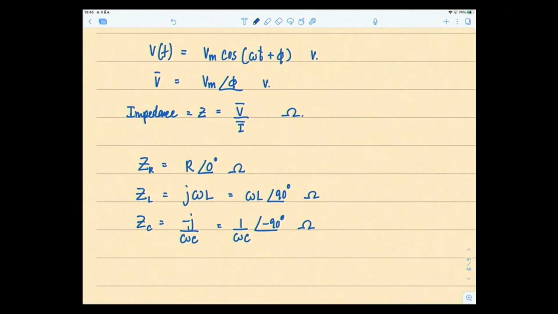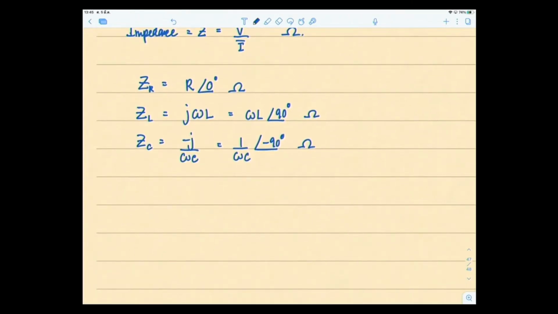So let's start. I'm going to do an example for each of the methods or theorems that we have done before to analyze a circuit. So let's start with the first example.